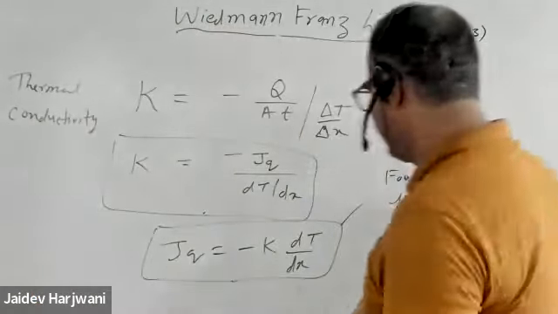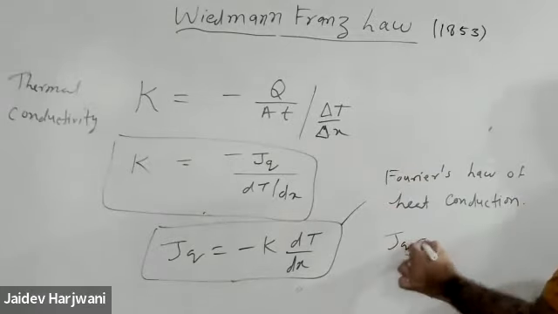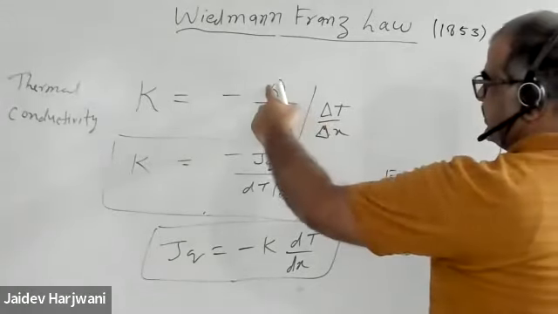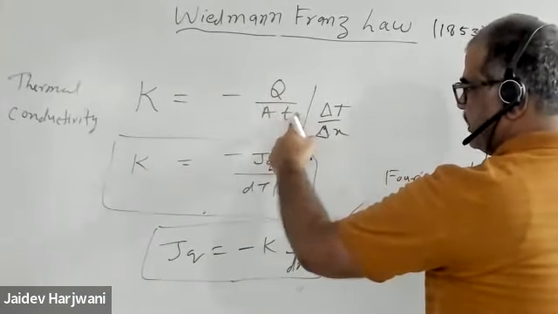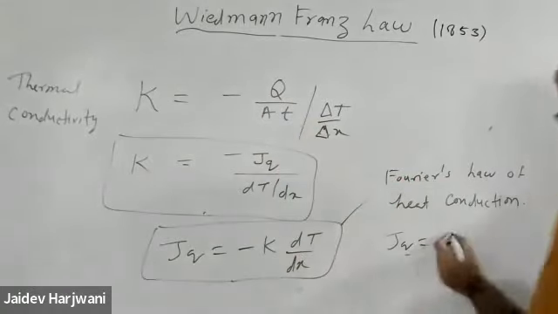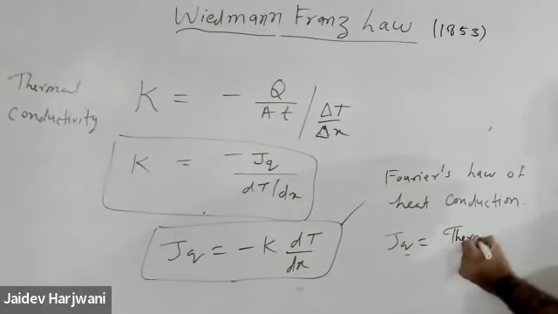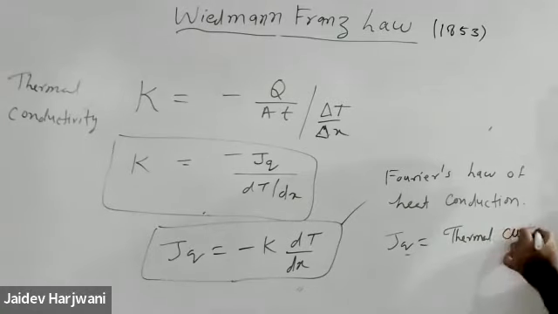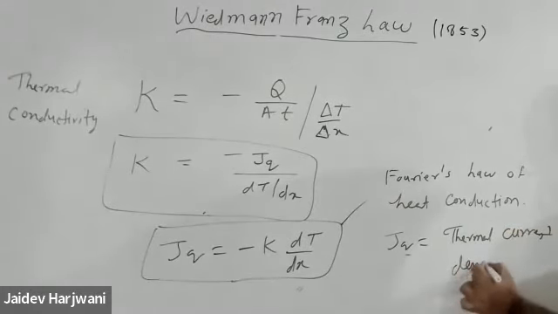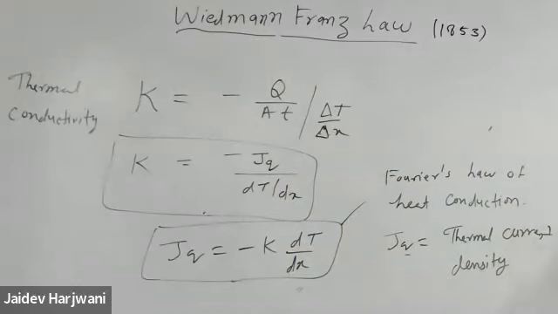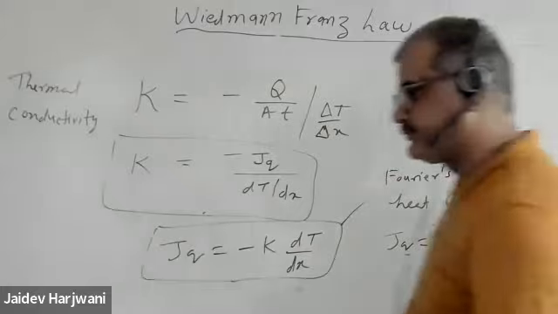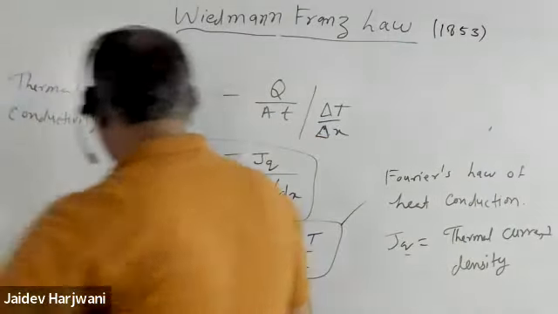JQ is thermal current density, because Q by t is current, dQ by dt, and current per unit area means current density. This is thermal current density. Now let us do the calculation part. So I'm erasing this one.